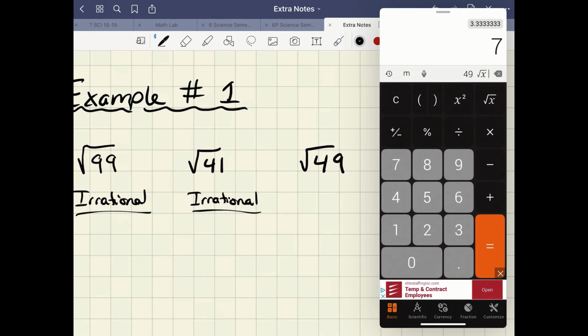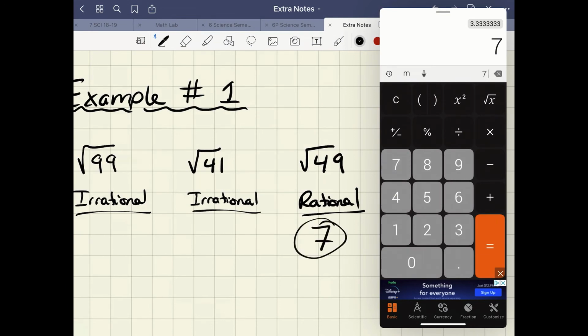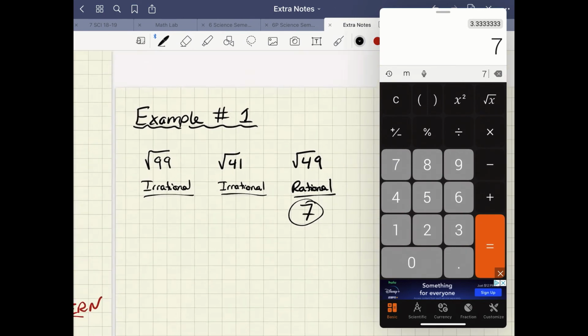7, that is a whole number. And so that would make the square root of 49 rational. Okay, so just because it's a square root does not mean that it can't be rational. The value here is 7, and therefore that makes that a rational value. So that's example number 1.